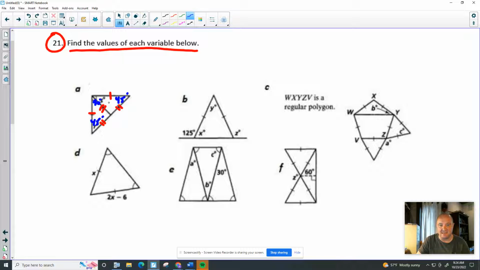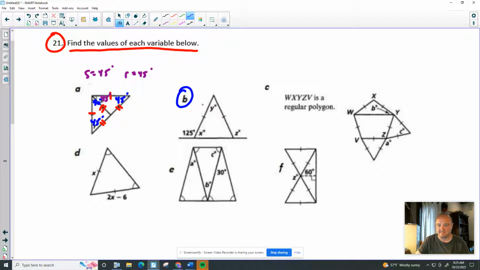Now, what I next realize is, wait, I've got another isosceles triangle. I've got a little one right here in purple. So what does that do for me? Well, that tells me if this is 45 and these are isosceles, this is 45. So S is 45 degrees, R is 45 degrees.